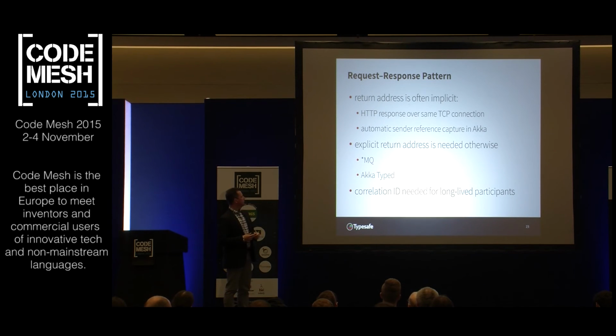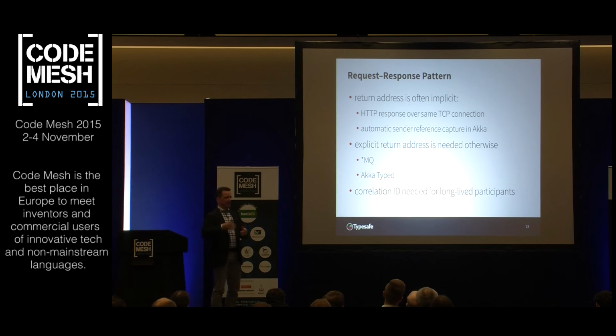In Akka, we found in versions 1 and 2 that it is so useful to do this that we have this automatic sender capture. When trying to develop Akka typed, I ran into real problems and had to remove it. So in Akka typed, you have to be explicit about including the return address in the messages that you send.